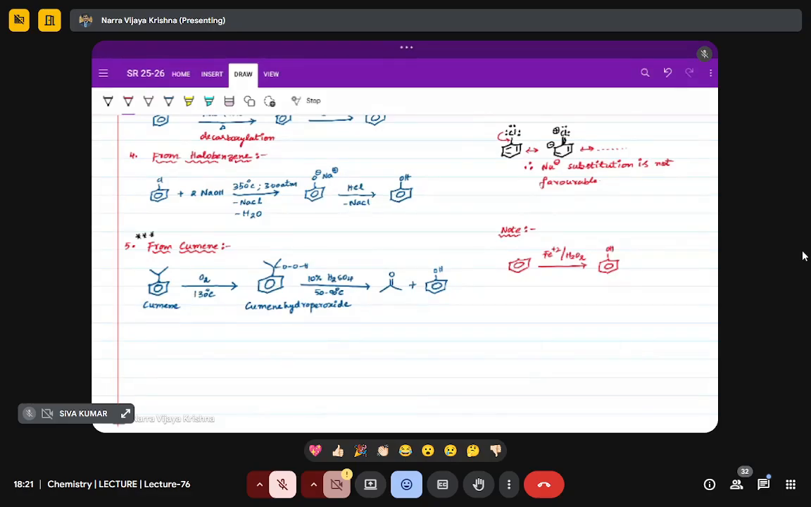If a phenol is allowed to react with a very strong oxidizing agent, for example, H2CrO4, chromic acid, or K2Cr2O7, or K2S2O8, then what you will get? Elbs oxidation. Very, very important. Elbs reaction, Elbs oxidation. Then it will form a phenol derivative.